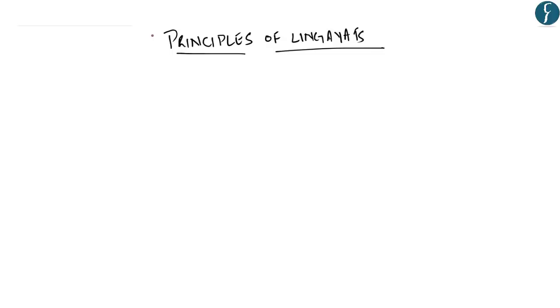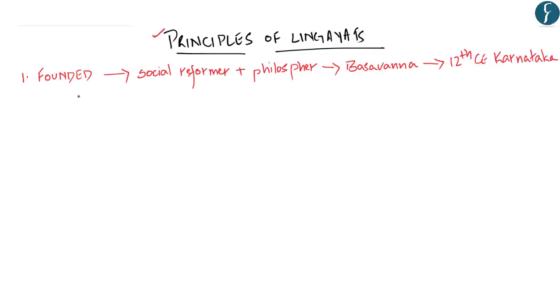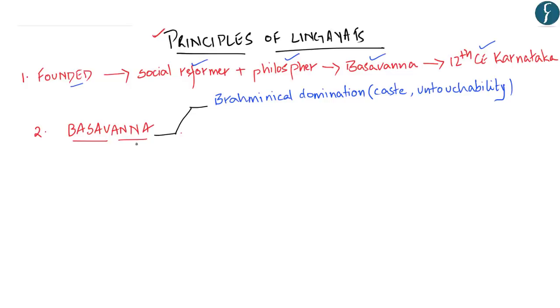Let us first try and understand some of the principles of the Lingayats. The tradition of Lingayatism is known to be founded by the social reformer and the philosopher Basavana in the 12th century Karnataka. Secondly, the Lingayats founder Basavana firstly challenged the Brahmanical domination of the society and raised voice against caste system, untouchability, gender inequality, Vedic supremacy, etc. He sought to build a human society which was based on human freedom, equality, rationality as well as brotherhood.